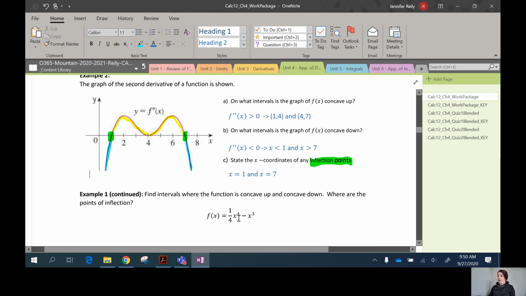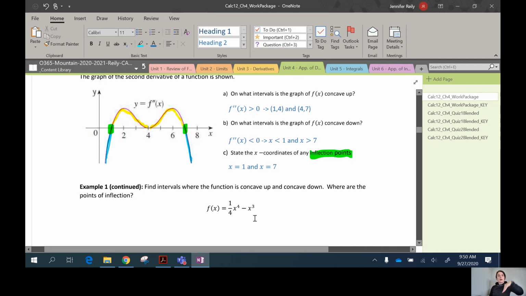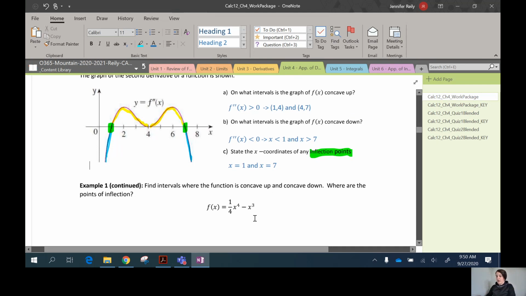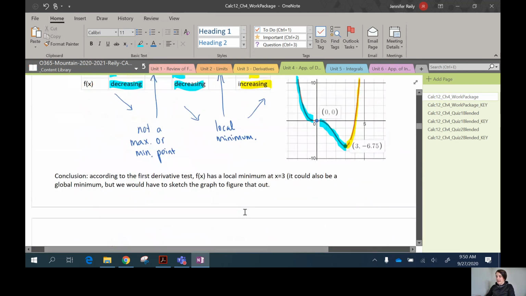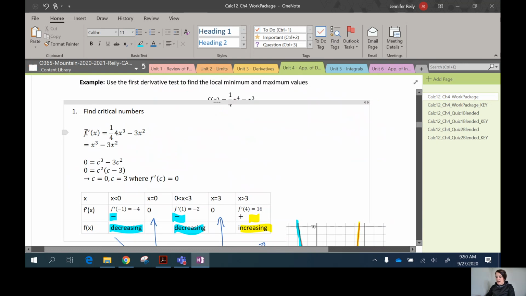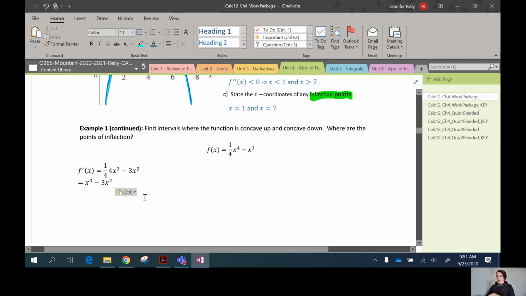on this polynomial function here, 1 over 4 x to the power 4 minus x cubed. And we determined where this function was increasing and where it was decreasing, and we found some extreme values. Now we're going to do the second derivative test on this function and see where this function is concave up, concave down, and where the inflection points are. I'm just going to save some time by copying my first derivative because I don't want to redo it. So we found the first derivative already back in part 1.